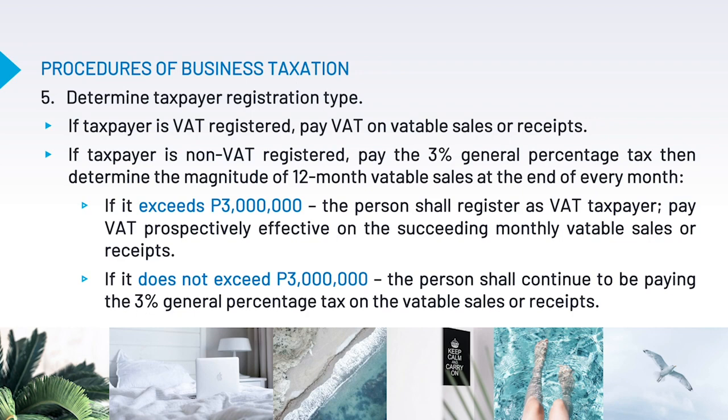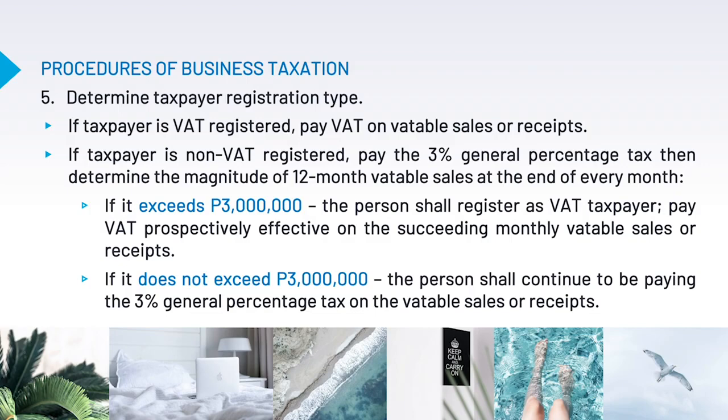So when I exceed 3 million, at the end of the 12-month period, fiscal or calendar year, if it does not exceed 3 million, the person shall continue to pay 3%. But if it exceeds, then I register as a VAT taxpayer within that calendar period. So what we remember is this 3 million benchmark. If it exceeds 3 million, then you register for VAT with the BIR. If it falls within 3 million, then you pay only 3%, the same percentage tax. Okay? So that's number 5, determine taxpayer registration type.